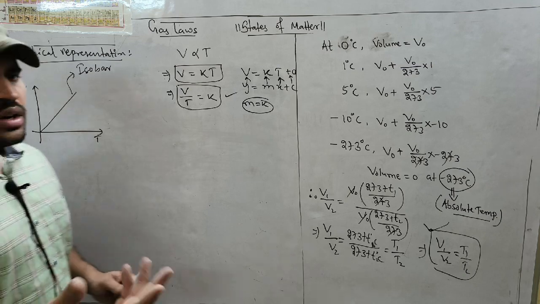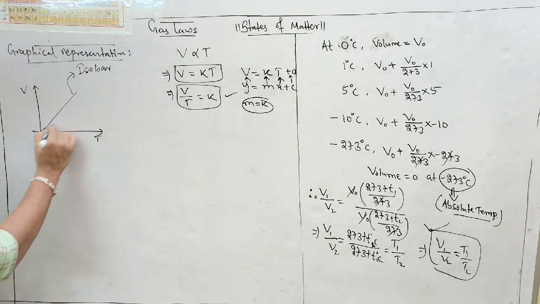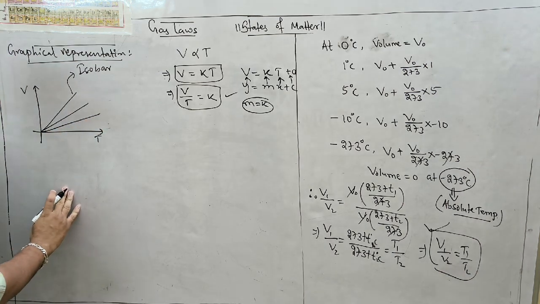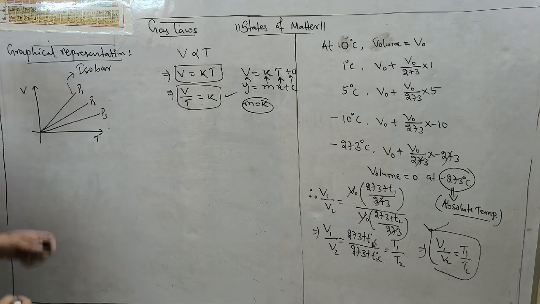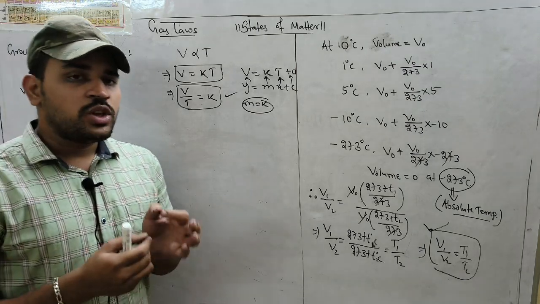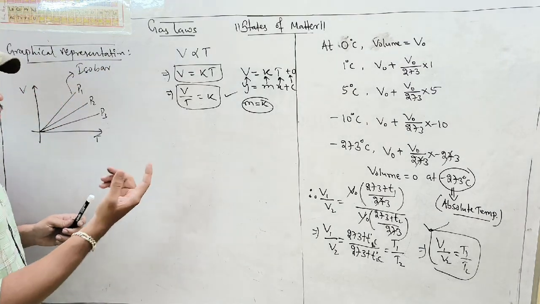If we take two or more graphs at different pressures, what is going to happen? You have to draw straight lines like this at different pressures, P1, P2, P3. And we have to understand which pressure is more. How will you identify? Again, the same thing.